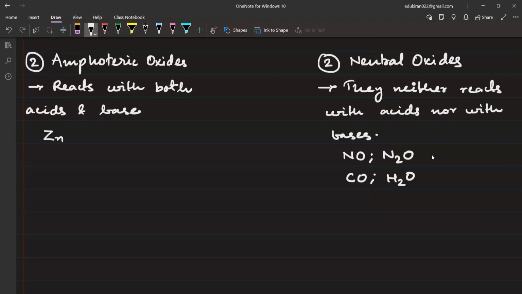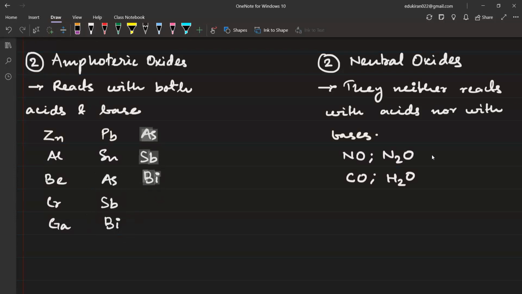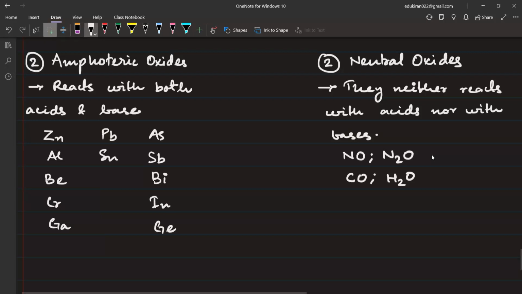ठीक है. सो व्हाट आर द एम्फोटेरिक ऑक्साइड दैट यू हैव टू रिमेंबर? इनमें आते हैं Zn, एल्यूमिनियम, बेरिलियम, क्रोमियम, गैलियम, Pb यानी लेड, Sn यानी टिन, आर्सेनिक, एंटीमनी, बिस्मथ. आप ऐसे लिख लें, एक सेकंड, इनको अलग से लिख लें. बिस्मथ, As, एंटीमनी, बिस्मथ, एंड देन In, Ge. ठीक है. और इनको एक साथ लिख लें. हाउ टू रिमेंबर दिस? इसको कुछ ऐसे याद रखेंगे आपको.